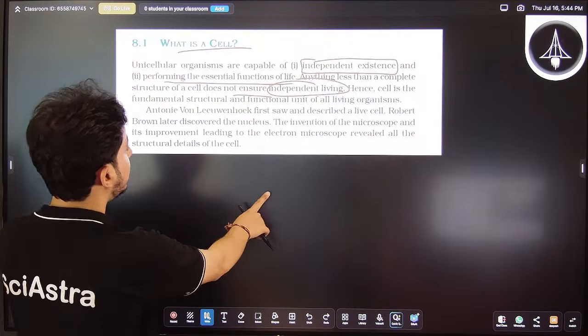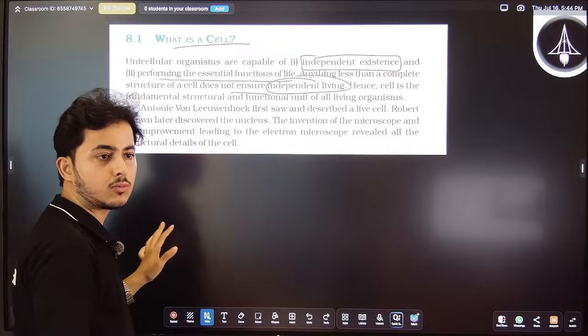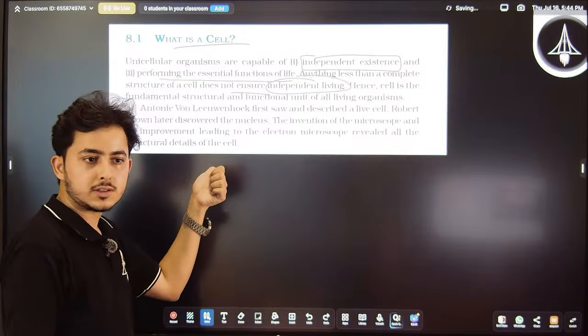Is the screen not clear? I hope it is readable, right?